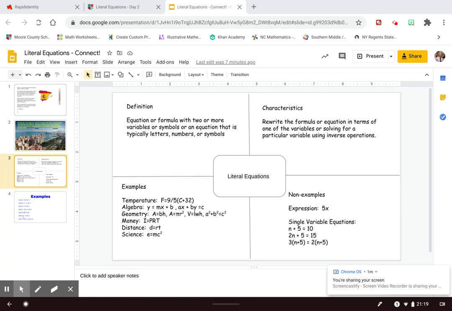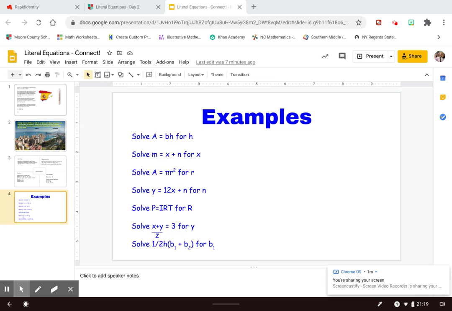And so that's what we're going to do today with some of our examples, and then with your assignment afterwards, we are going to rewrite the formula, and we're also going to solve for variables using inverse operations. All right, so I have some examples here, and please don't let the number of examples scare you. This is just designed to show you different ways of doing these, because these are the types of literal equations that you're going to encounter.